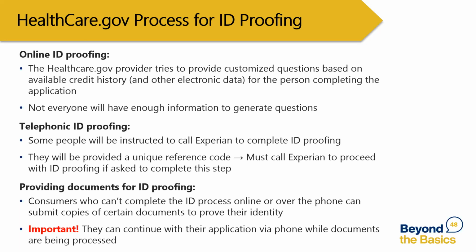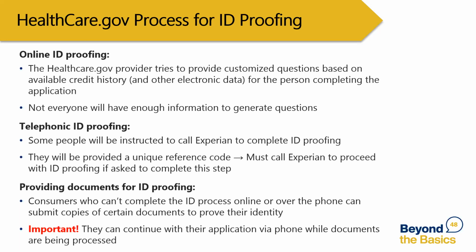And other people, they might just answer it incorrectly. There's all sorts of mistakes that happen in credit history. So there could be a variety of reasons why you might not make it through this online step. So some people have to go through this next stage, which is telephonic identity proofing. So they will be instructed to call Experian to complete identity proofing over the telephone. And if they are successful at that stage, then they're going to be provided a unique reference code, and they're going to be able to then move on back onto the online application.